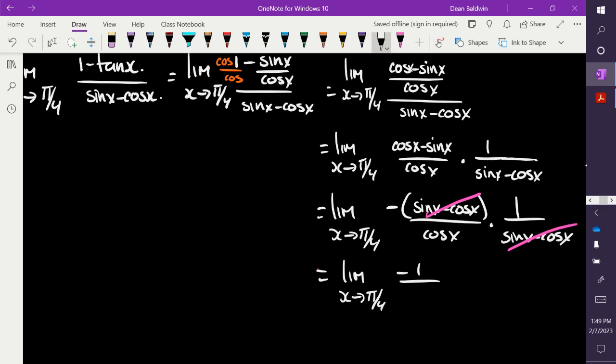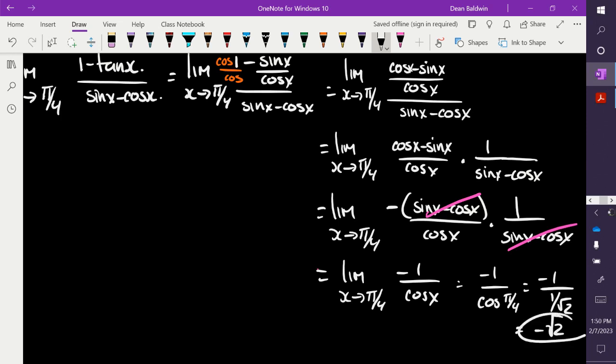And you're left with, we're almost done, negative 1 over cos of x. And then can you plug in pi over 4? Cosine of pi over 4 is 1 over root 2, so negative 1 over 1 over root 2, which is negative root 2.